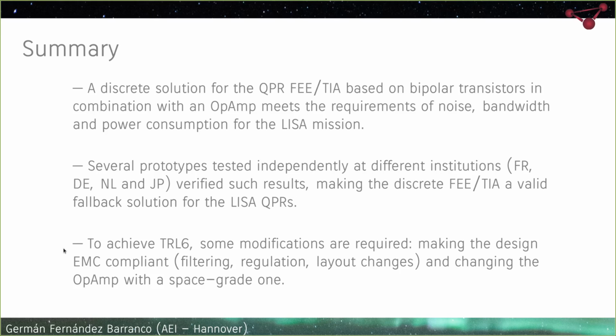And to achieve TRL6, some modifications are required, for example, making the design EMC compliant, and also replacing the op-amp with a space qualified one.